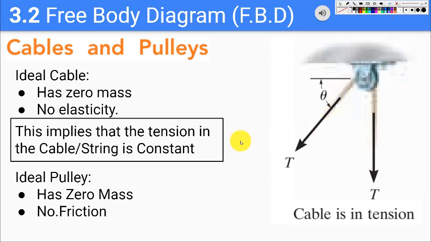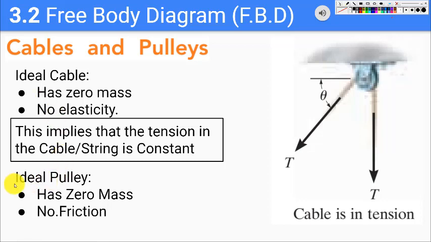Okay, and why is that so? Because the string has zero mass. So if it has any non-zero force on it, just by using F is equal to ma, we would have infinite acceleration. So when we assume that the mass is zero, it automatically implies that the tension in the string should be constant.